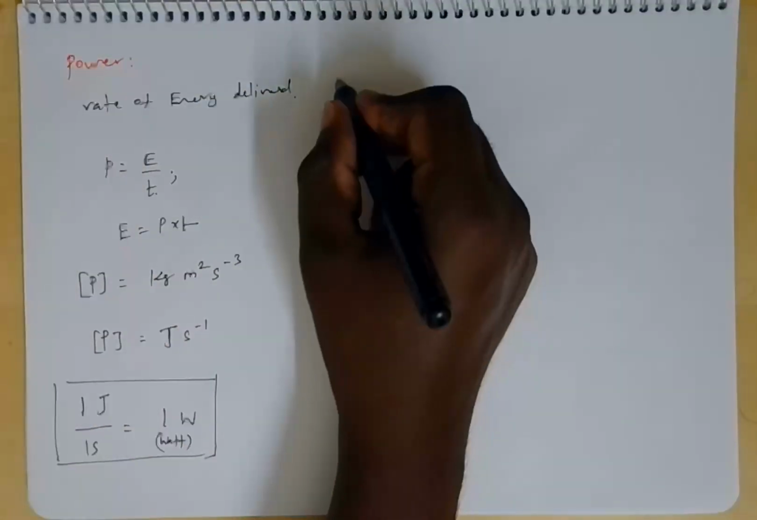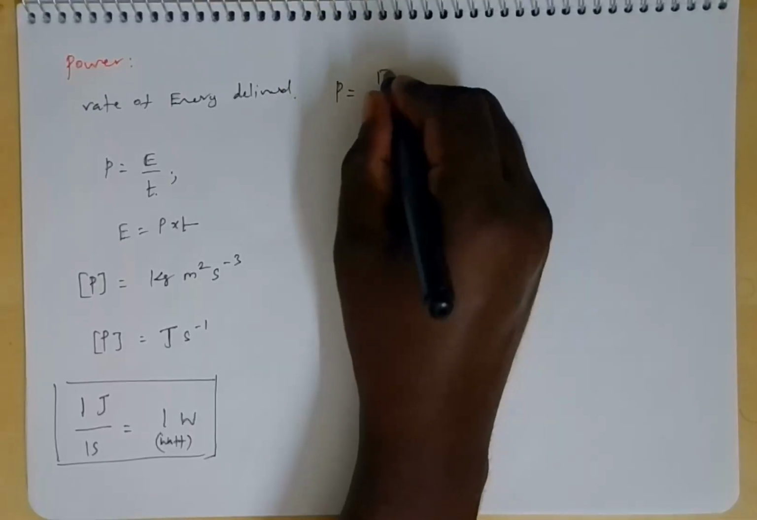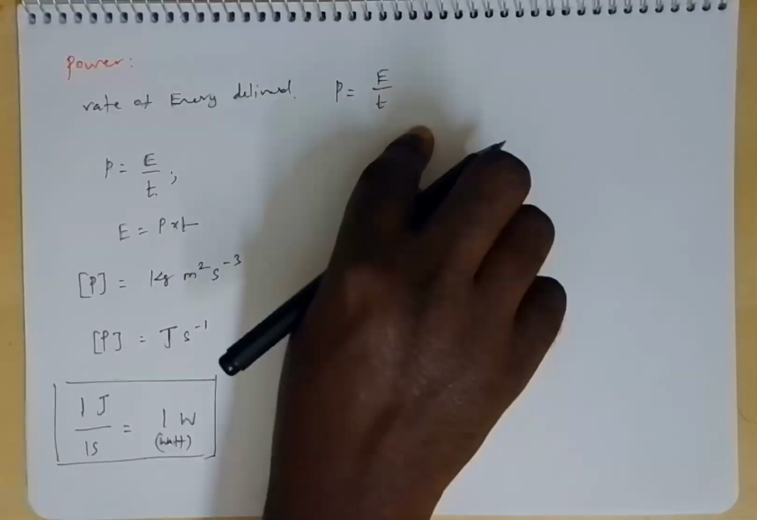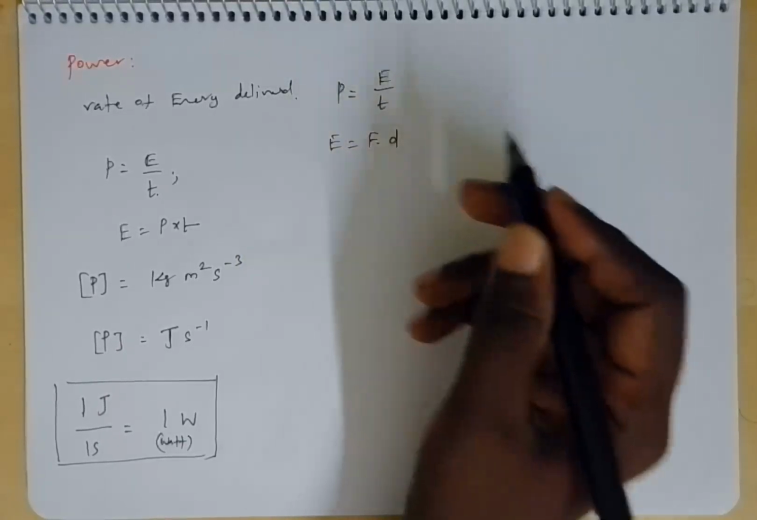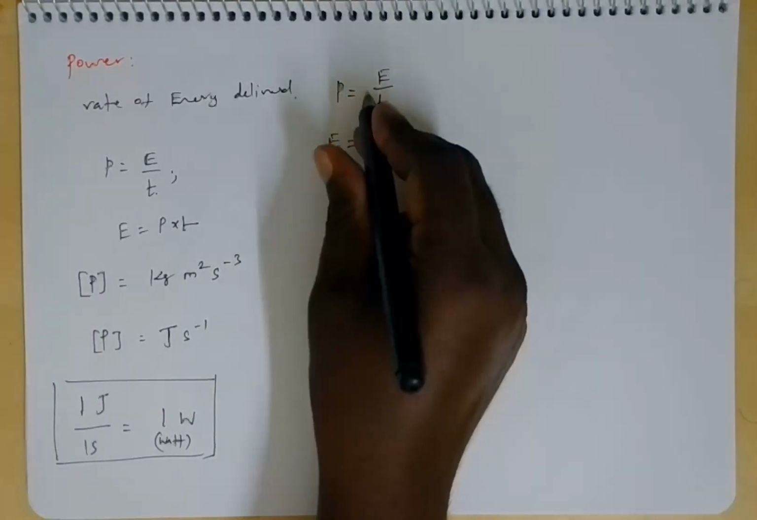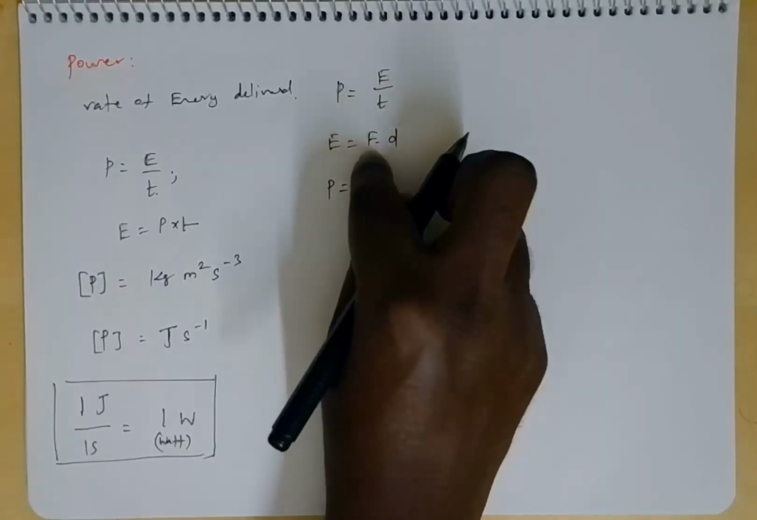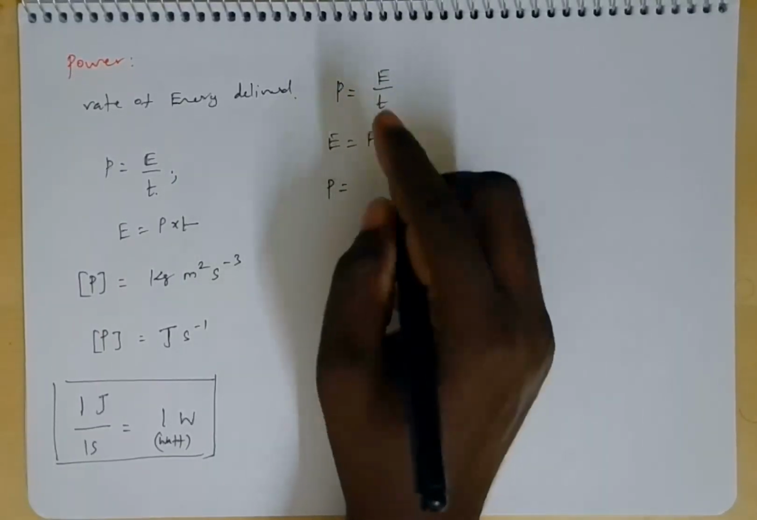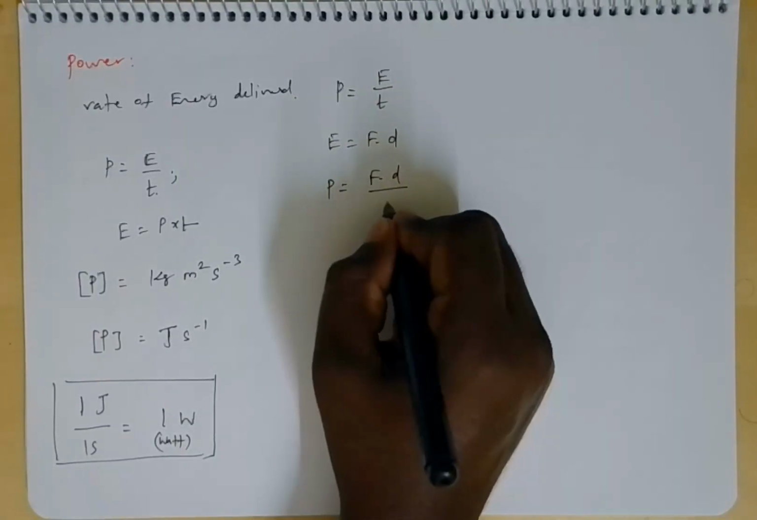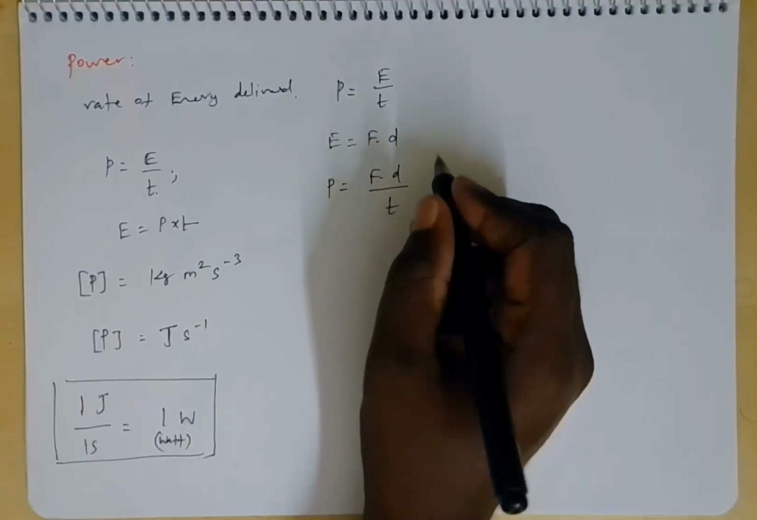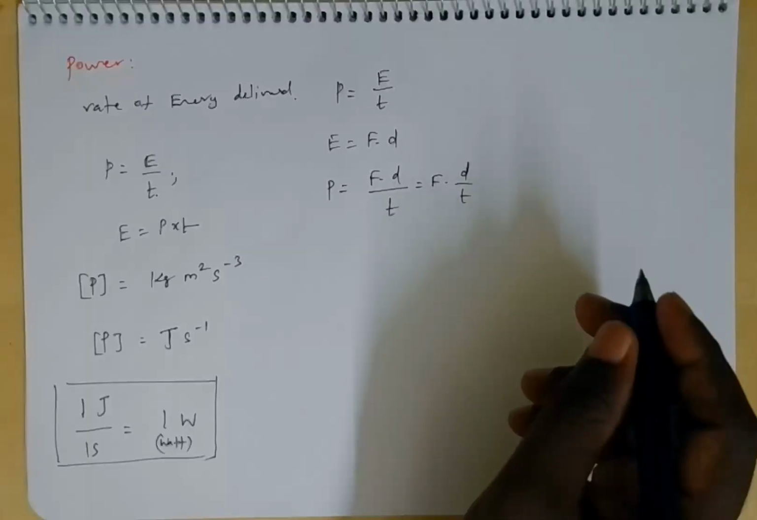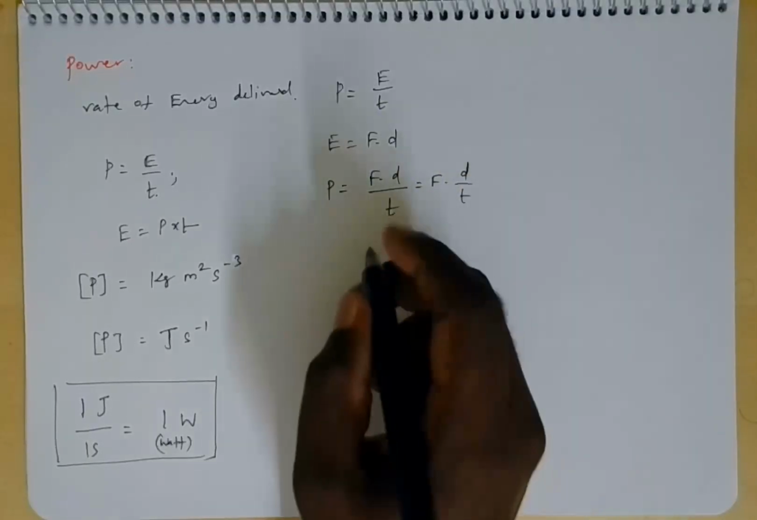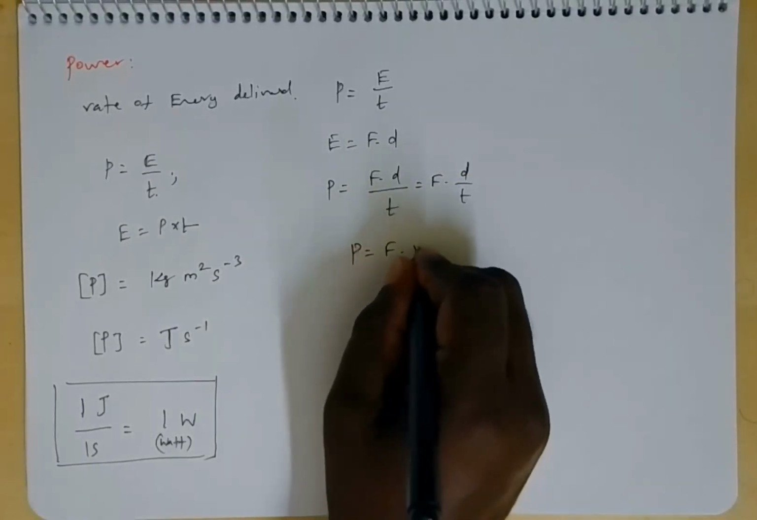Now, power is energy by time. We also know energy is force into distance, right? So instead of energy, I can write force into distance divided by time. So I can rewrite this as force into distance by time. What is distance by time? So power is also force into velocity.